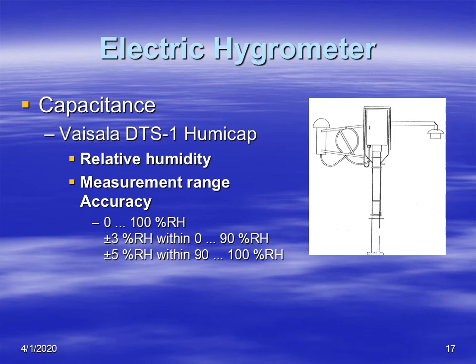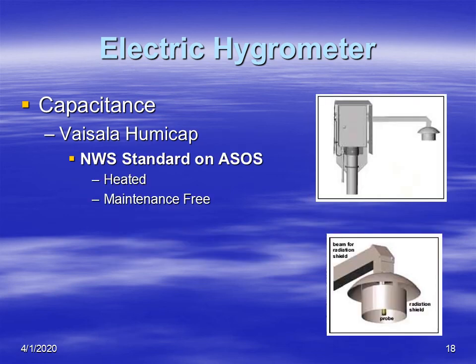Here's some of the accuracy. Notice that when it gets really humid, the accuracy, believe it or not, decreases. But it's pretty good at lower values. And from 0 to 90, it's plus or minus 3% relative humidity. So as I mentioned, it is standard on ASOS stations. This is what we use to measure humidity, and from that we can figure out dew point, and that's what you see in the METARs. That's where that value comes from.